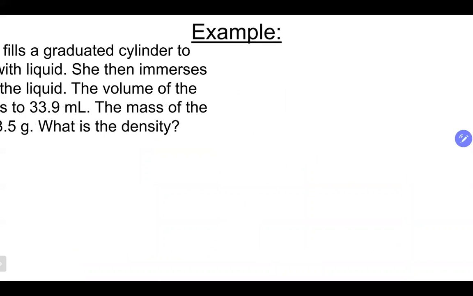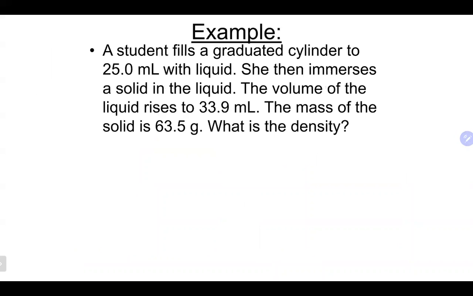A student fills a graduated cylinder with 25 milliliters of a liquid. She then tosses a solid in it. The volume rises to 33.9 and the mass of the solid is 63.5. What is the density of the object? All right, let's take a look. So again, we're obviously dealing with density. So we want to think about our formula here. We clearly have the mass given to us, which is good. We do have a couple different volumes.